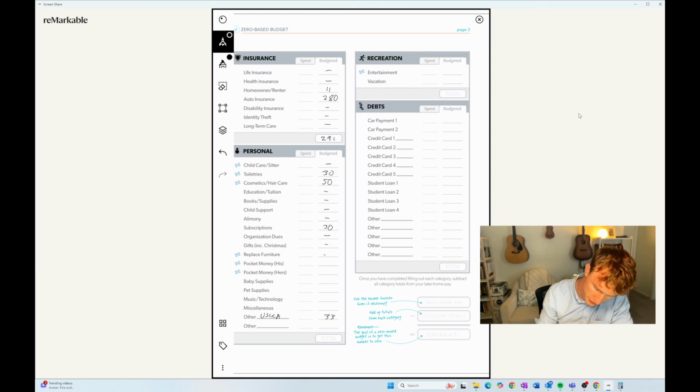Replace furniture, no. Pocket money. So pocket money in the budget, or in this template budget, is like fun money. This is money that you can spend wherever, and that's just what you get. So right now I believe our fun money is at $150 a piece.